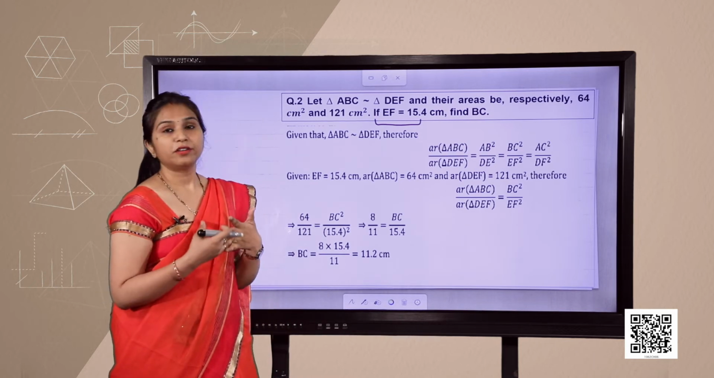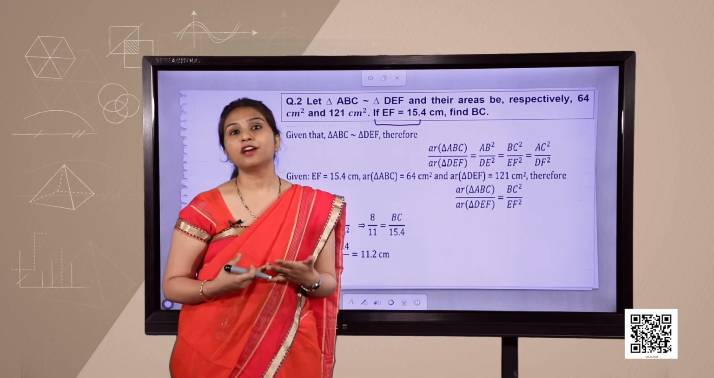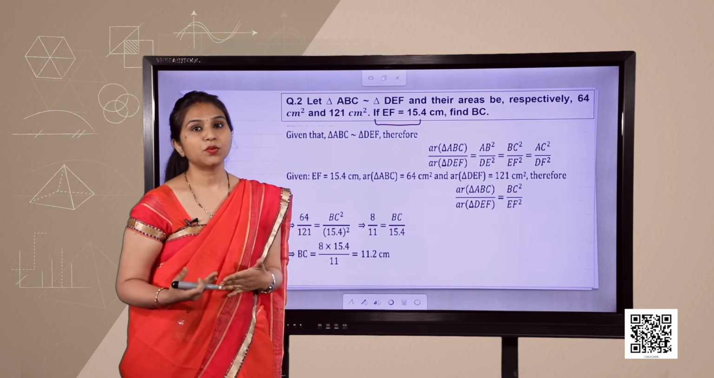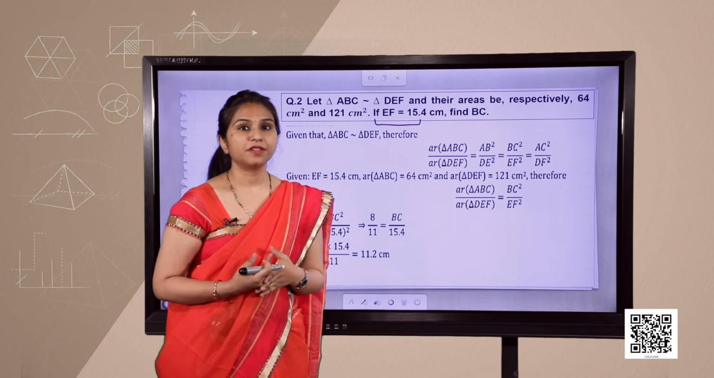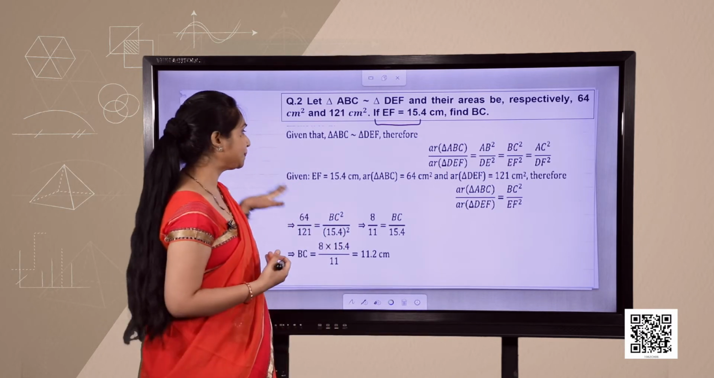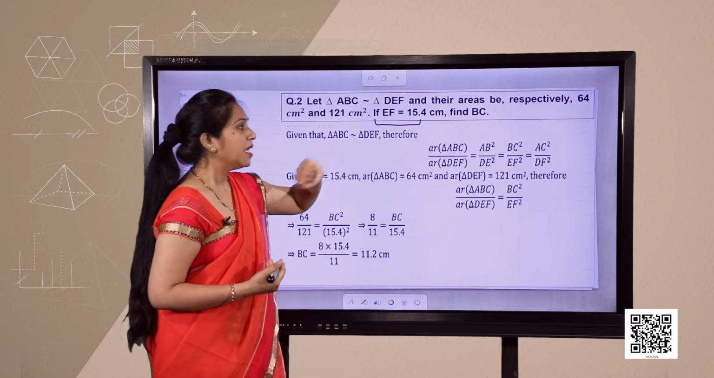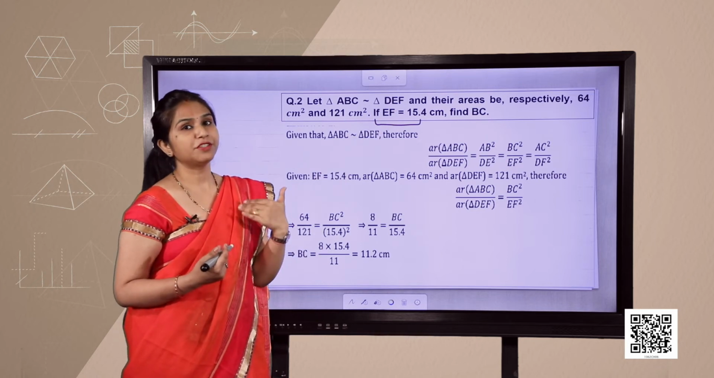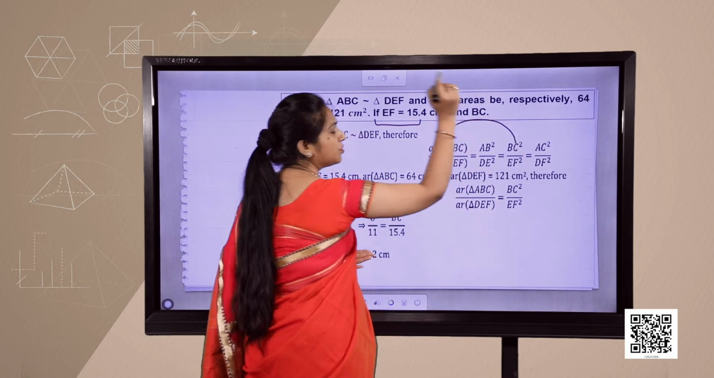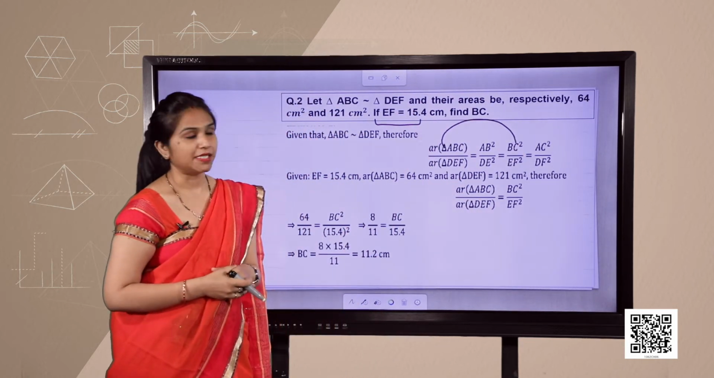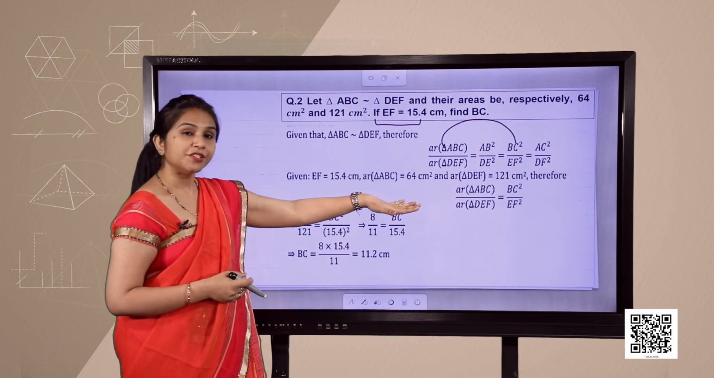So, if you find out the ratio of the area of two similar triangles, that will be equal to the square of the ratio of their corresponding sides. That is because of theorem 6.6. So, write down this equation. Now, you have to only opt the thing which is required. I am going to just equate these two things. That is my necessity. So, write down the things which are given to you.